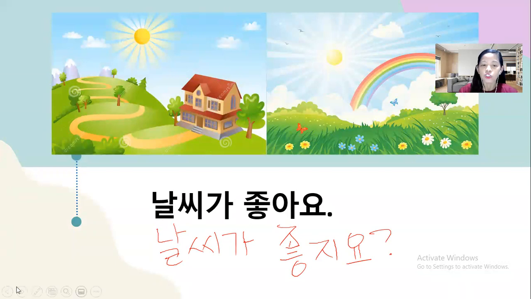Okay? So in the statement, 날씨가 좋아요, it means the weather is nice. But the question, 날씨가 좋지요, it means the weather is nice, isn't it? So we know that the weather is nice, but the speaker just wants to confirm his idea whether it is correct or wrong. Now let's go to another picture.